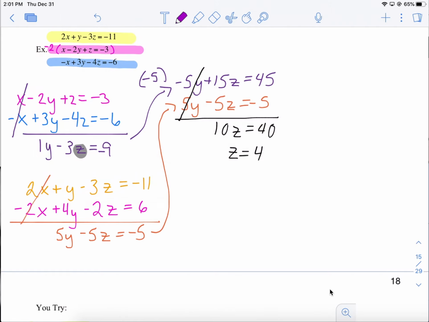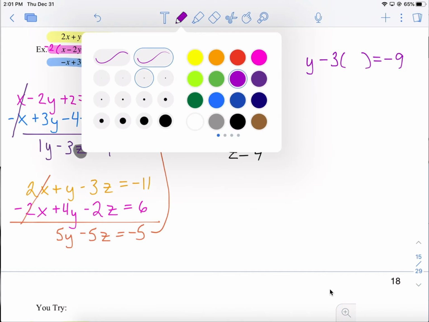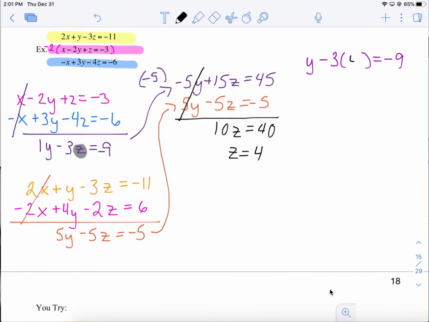Okay, so writing with purple, I'm going to start. I just had a y minus 3 equals a negative 9, and I'm going to put that 4 where the z was. Okay, solving that out using the purple equation, I have y minus 12 equals a negative 9. Add 12 to both sides, gives me 3. All right, so now I have my second variable.